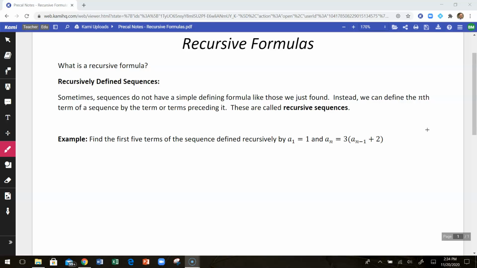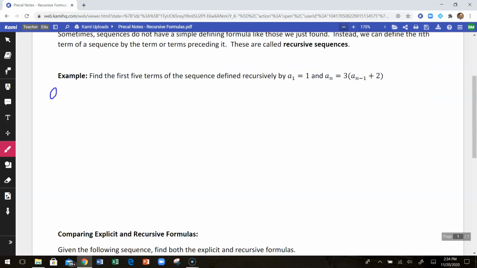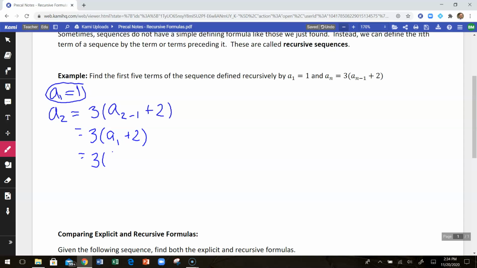Well, if I want to find the first 5 terms of this, again, I know it tells me that the first term, a sub 1, is 1. A sub 2, the second term, would be 3 times a sub... Now what I'm going to do is I'm going to plug in 2 for that n. So 2 minus 1 is my subscript here, and then plus 2. Well, what is that? That's 3 times a sub 1 plus 2. Well, what is a sub 1? A sub 1, I know, up here is 1. And so what I end up with is 3 times 3, which is 9.